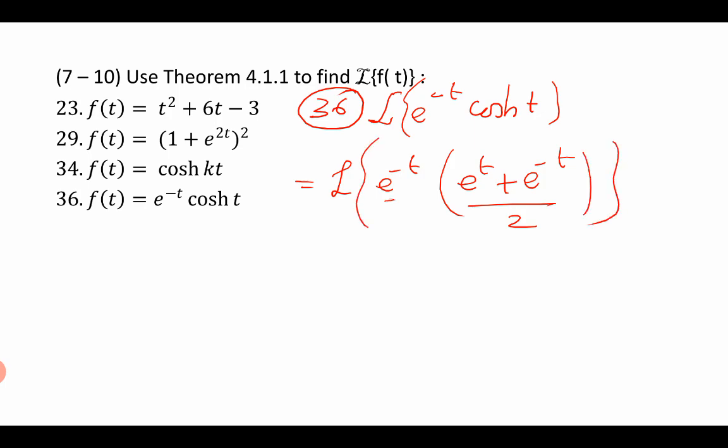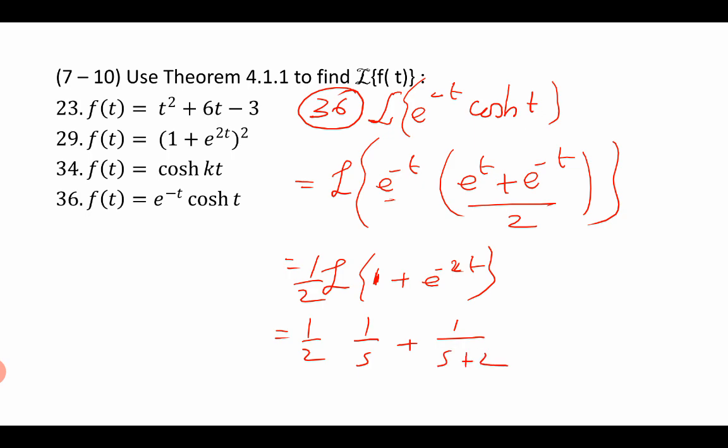Now multiply this e power minus t inside. What do you get? 1 by 2 is constant, so keep the 1 by 2 outside as per the linearity property. And this e power minus t will be 1 plus e power minus 2t. This is what we get. So 1 by 2 is constant. The Laplace transform of 1 is 1 by s. The Laplace transform of e power minus 2t is 1 over s plus 2. So that's the answer. That's the end of this problem.